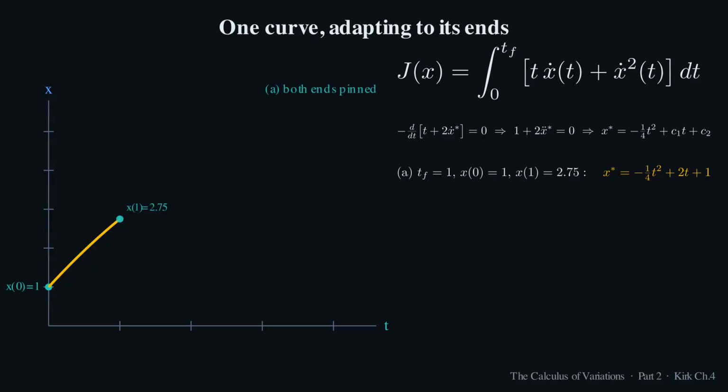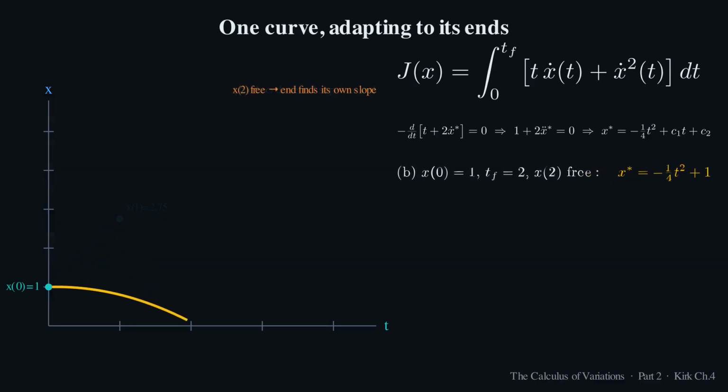Case A. Final time 1, pinned at 1 and at 2.75. Two pinned ends fix both constants. x star equals minus 1/4 t squared plus 2t plus 1.